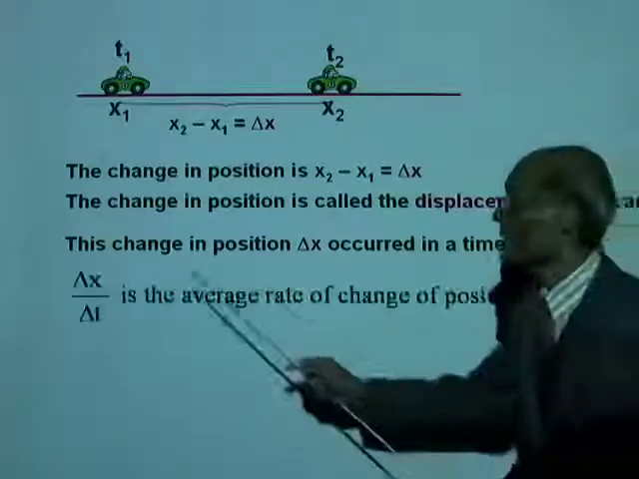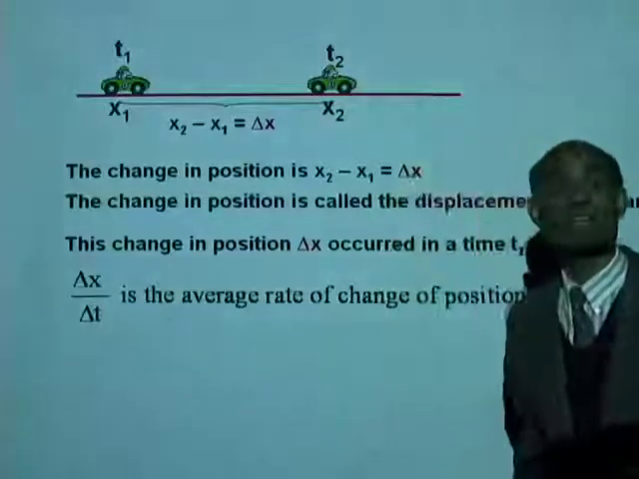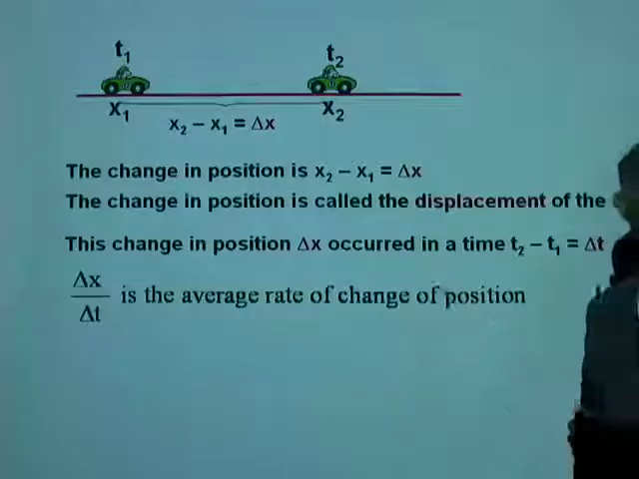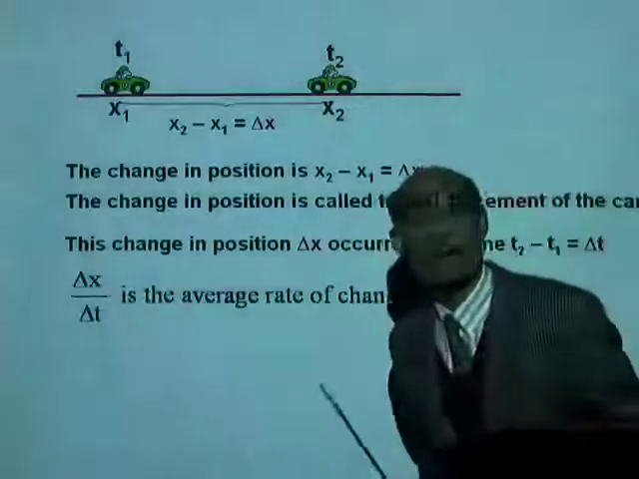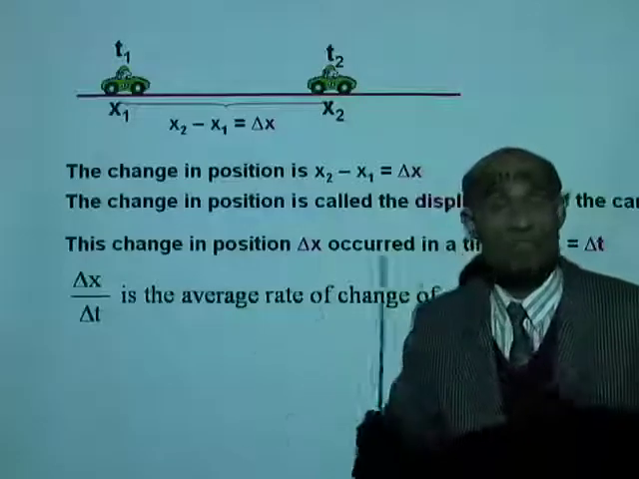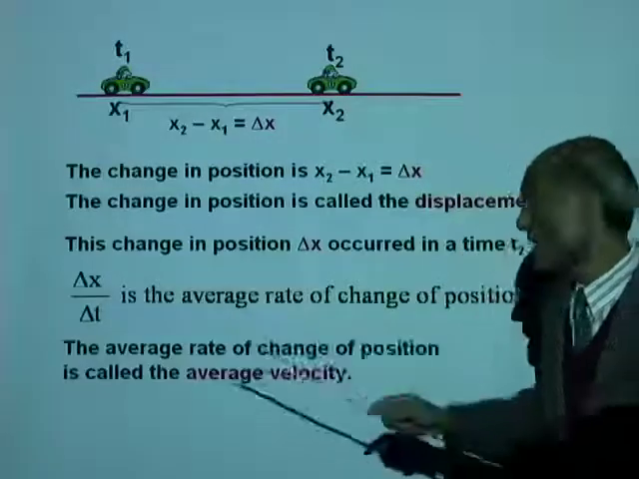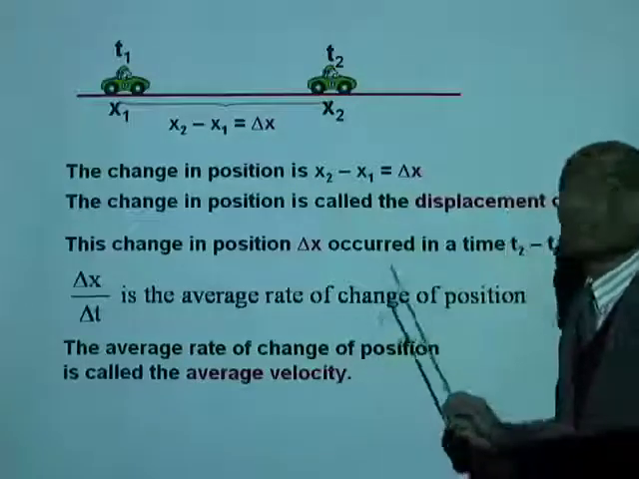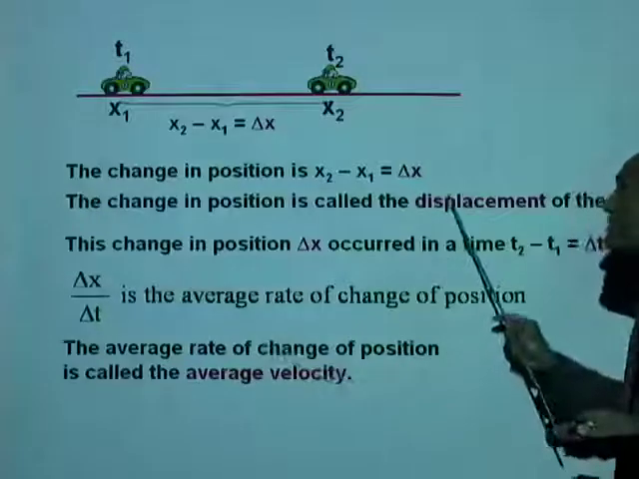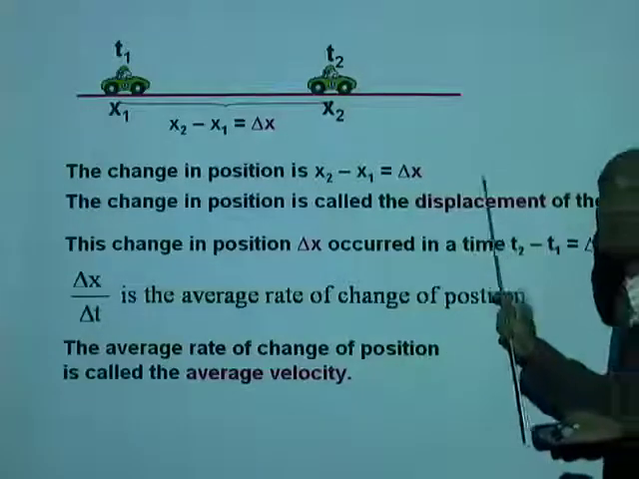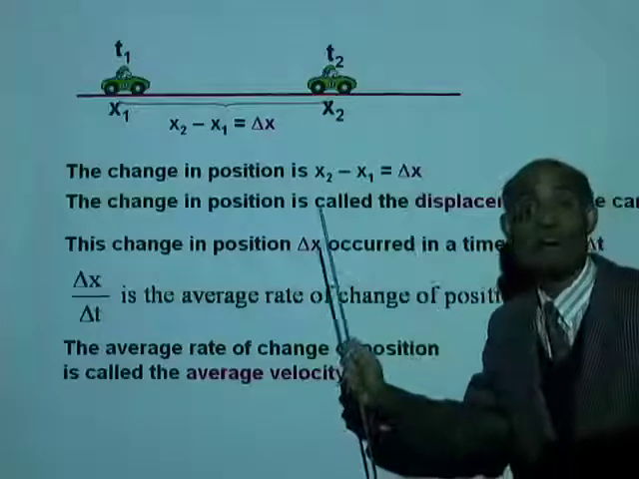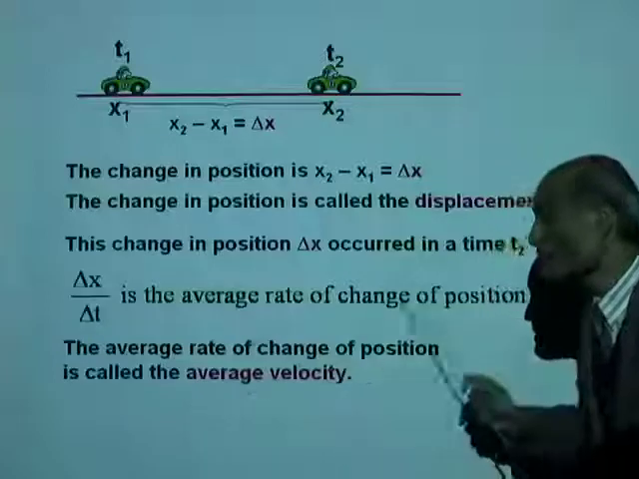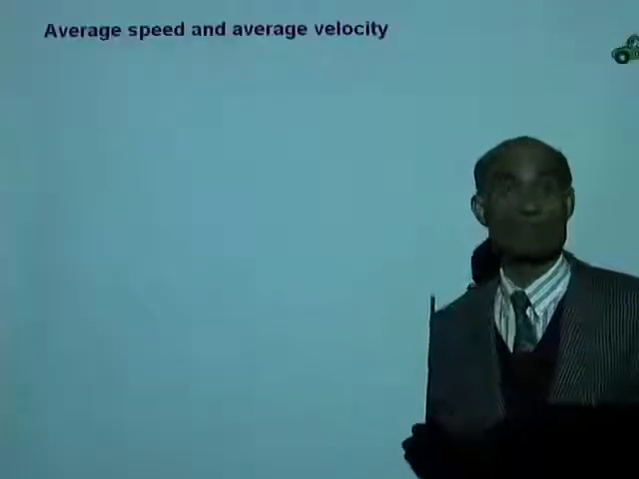Alright? Now, delta x divided by delta t is called the average rate of change of position. Delta x divided by delta t is called the average rate of change of position, and we call it the average velocity. In other words, average velocity is the rate of change of displacement with respect to time. You see that? Displacement divided by time is a measure of the average velocity.